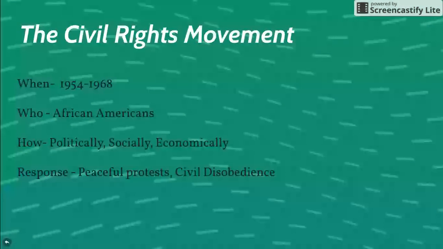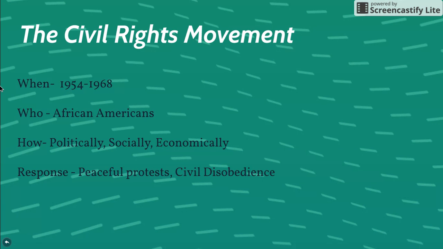Another great example of a group of people that were excluded from the body politic and responded was the Civil Rights Movement. And this took place from 1954 to 1968. And the group of people that were being excluded were African Americans. And they were being excluded politically, socially, and economically. So they were being excluded in all the ways that we were talking about. Politically, they were being excluded because segregation was supported by law, by the court decision of separate but equal.